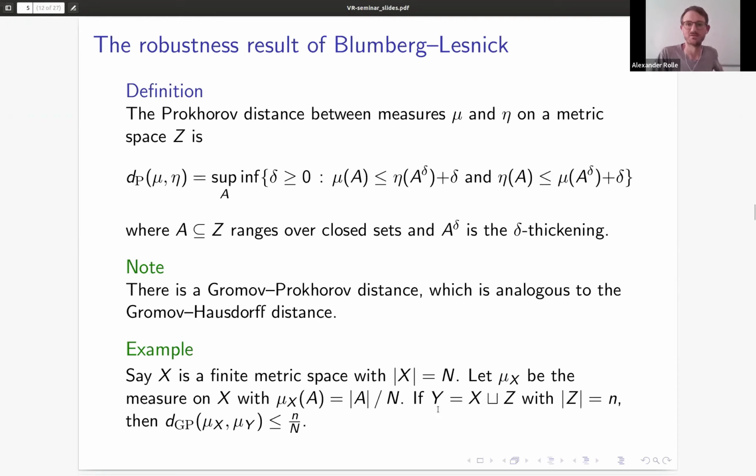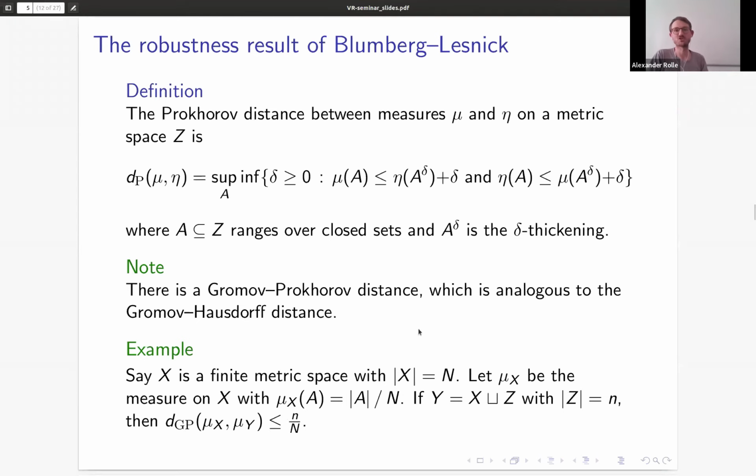And now if Y is obtained from X by adding in some additional points Z, which I'm thinking of here as outliers, and here the number of points in Z is little n, then the Gromov-Prokhorov distance, this is easy to check, between mu X and mu Y is bounded above by the number of outliers divided by the number of points I had originally. So Blumberg and Lesnick say that this is a sense in which this Gromov-Prokhorov distance is robust to outliers.